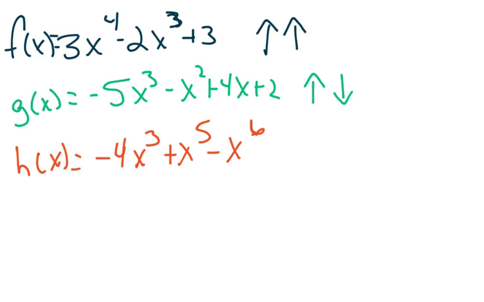Okay? And hopefully for this last one, you saw that x to the sixth was actually our leading term because it had our biggest exponent, which was 6, not 3 or 5. And then this is negative. So if it's negative and even, then we can say that our end behavior is down and down. Okay? So, a couple more things and then we'll be all done.